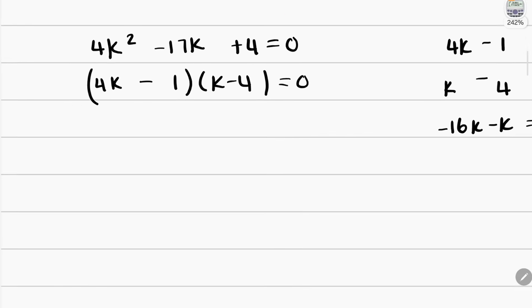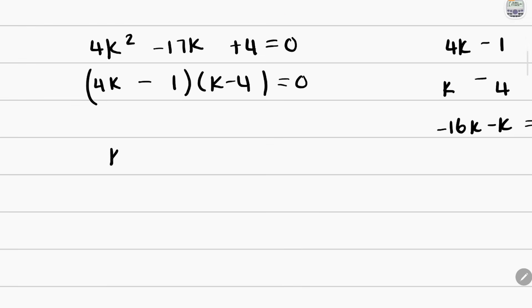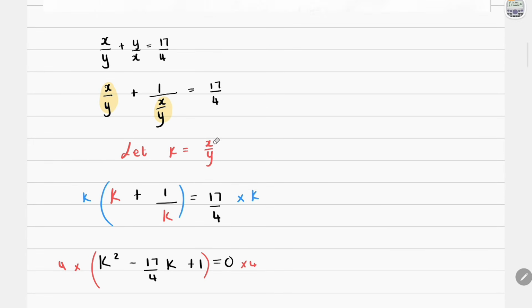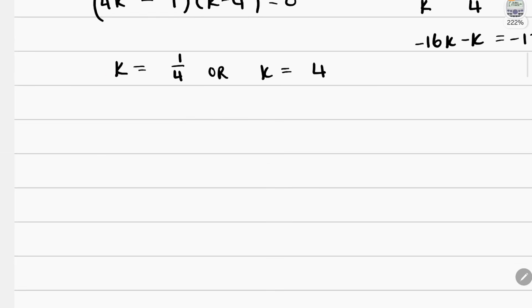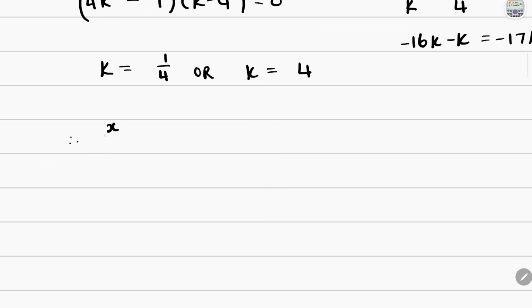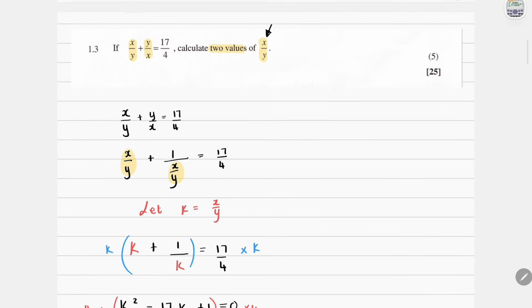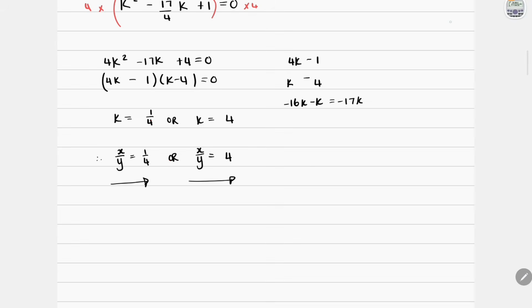And now we can finally solve for k. If you equate each factor to 0, k is equal to 1 over 4, or k is equal to positive 4. And now we can go ahead and take what we said k was equal to. That was x over y, and we'll just substitute it back in here. So this means that x over y is equal to 1 over 4, or x over y is equal to 4. And those are our two values of x over y. And that is it for question 1.